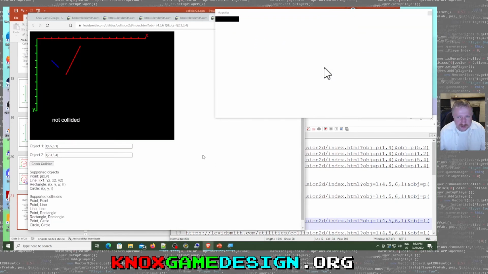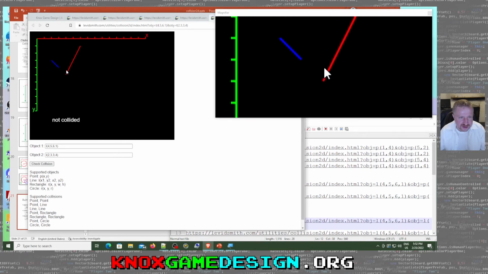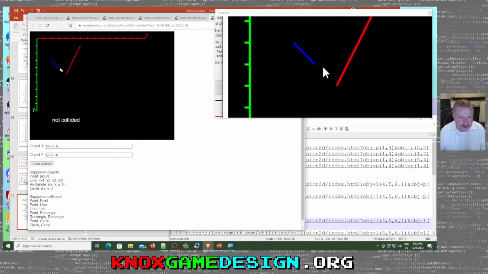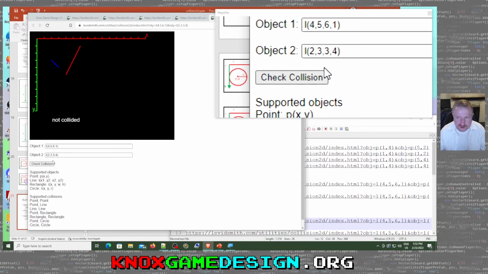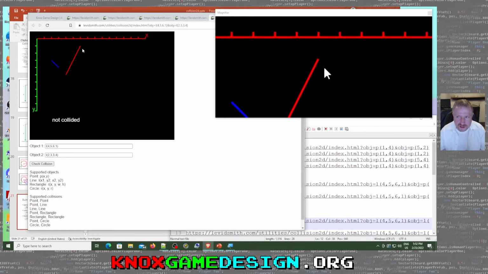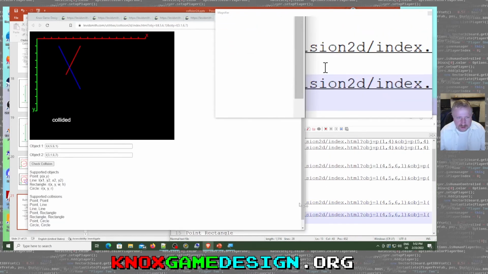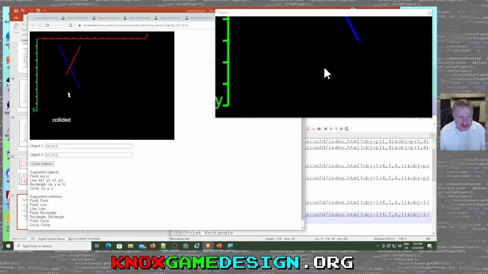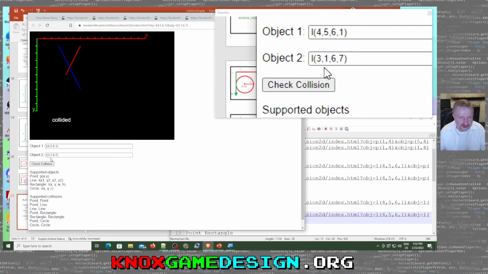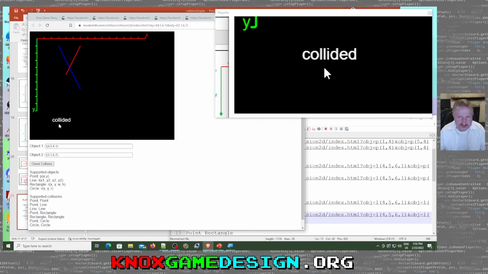So here's a line collision right here. So we got the same line, 4, 5 to 6, 1, but the second line is 2, 3 to 3, 4. So you can see these do not collide. And then here's 2 lines that do collide. Same first line. The second line is 3, 1 to 6, 7. It tells you right there they collided.